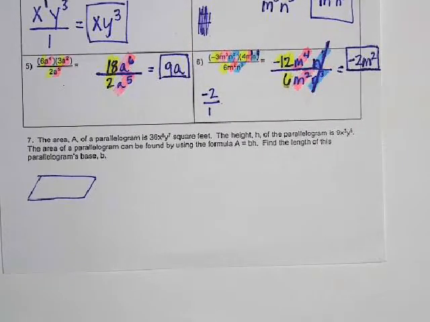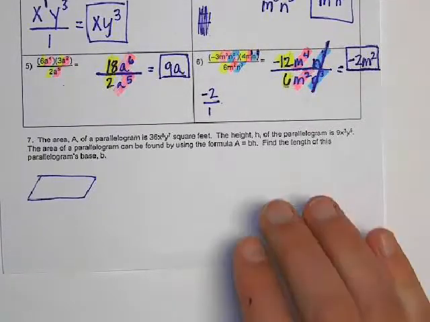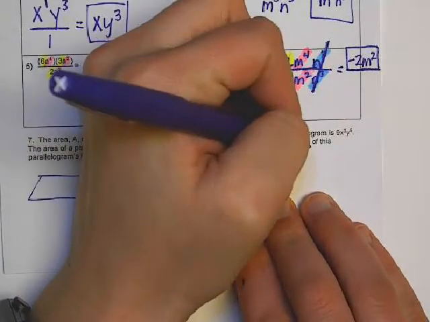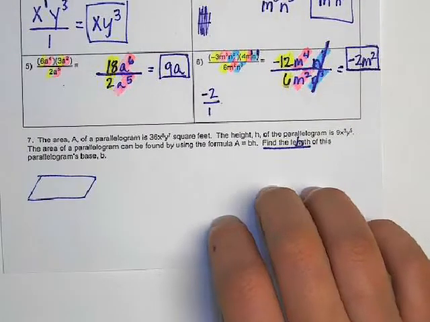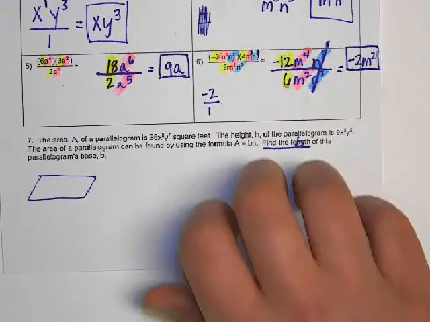Here we go. The area A of a parallelogram is 36 x to the 8 y to the 7 square feet. The height h of the parallelogram is 9x cubed y to the 5th. The area of the parallelogram can be found by using the formula A equals base times height. Find the length of the parallelogram's base. So what am I finding? The base. Okay, that's a typo. It should say base.